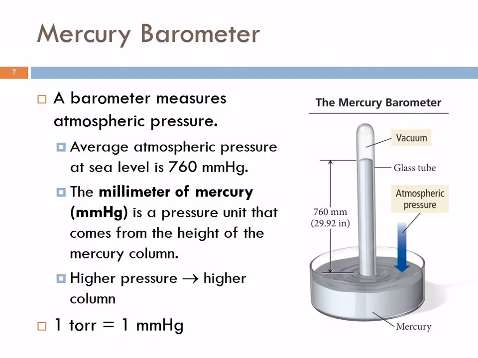So, how is atmospheric pressure measured? The original way is with a mercury barometer. And a mercury barometer can be made by taking a long glass tube full of mercury and inverting it into a dish of mercury.